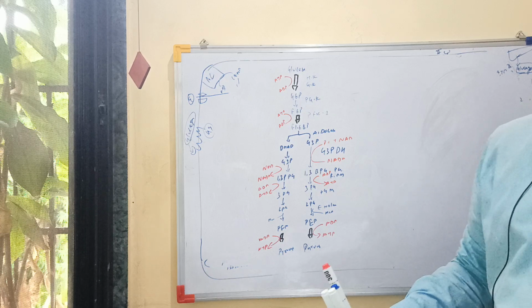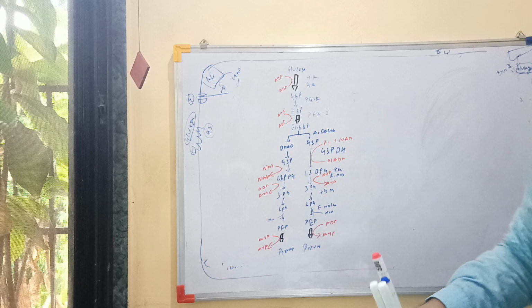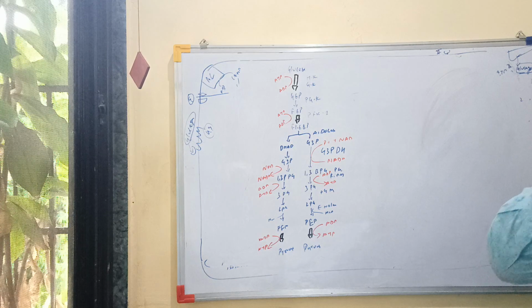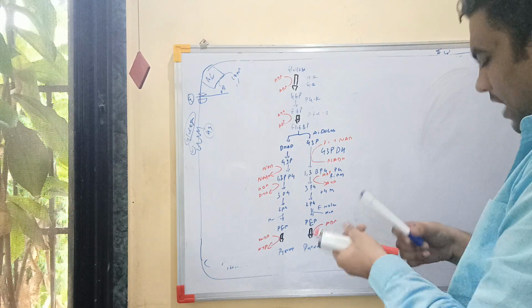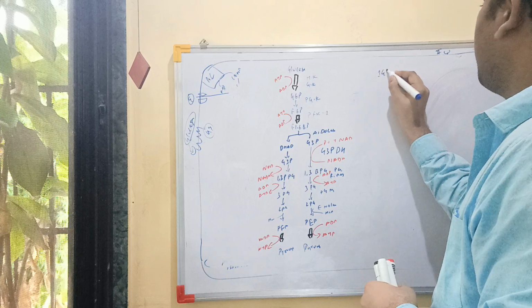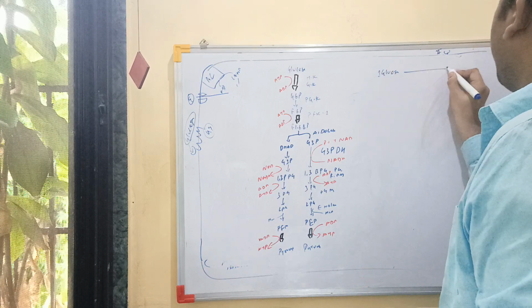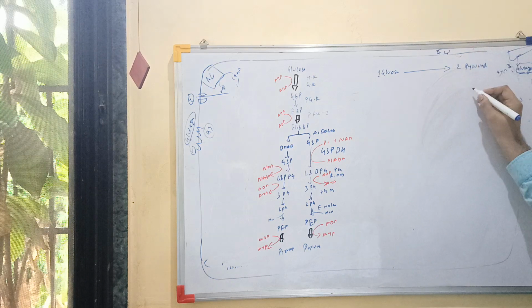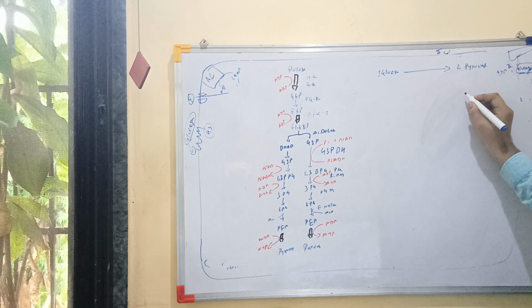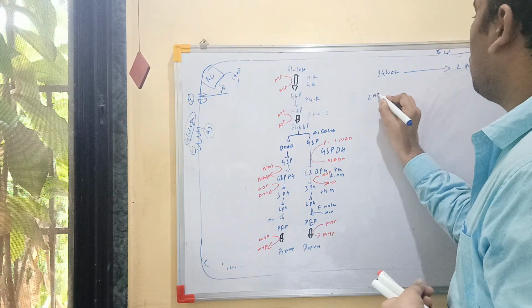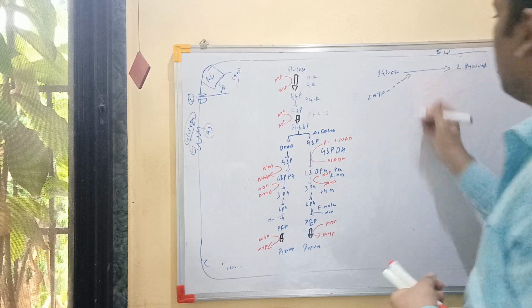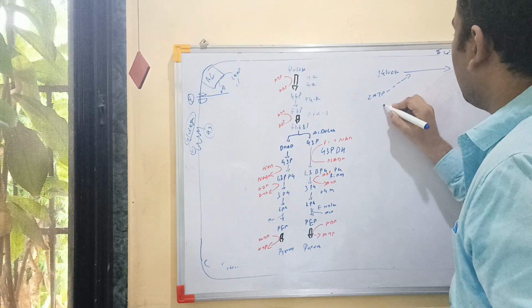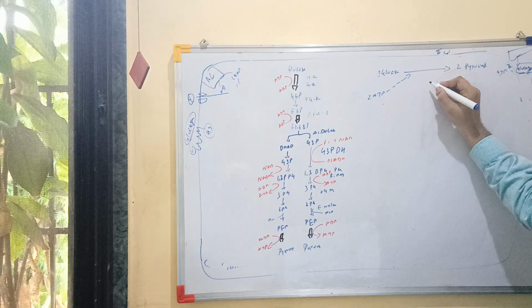So this is the overall idea of our whole glycolysis which we have discussed till now. What we have done in short is take one glucose and convert it into 2 pyruvate. In this, we have invested 2 ATP.